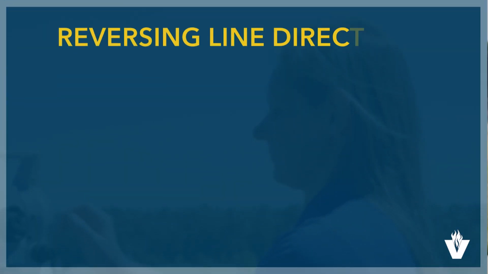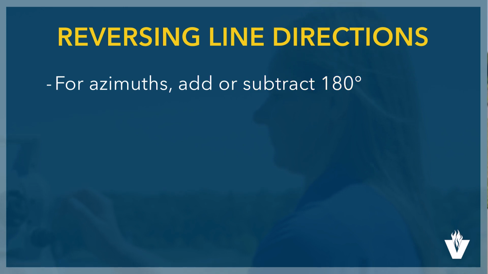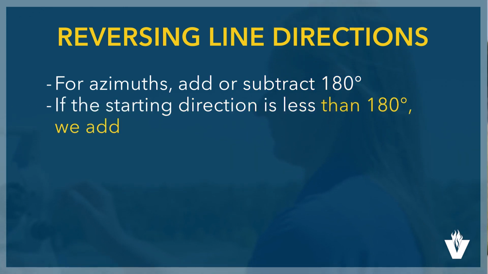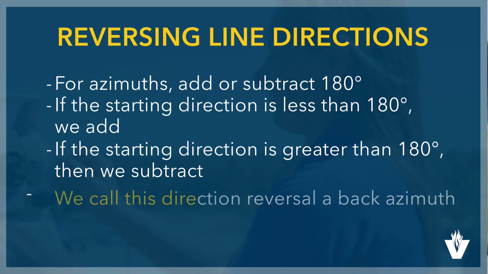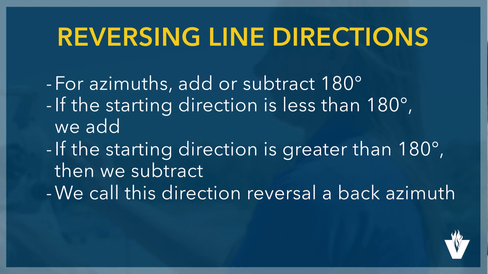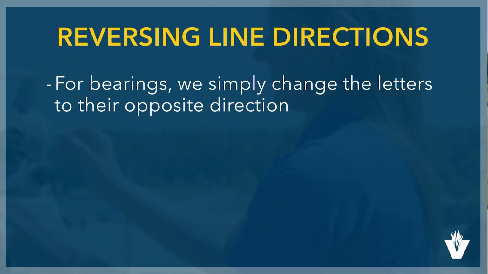Lines can have forward and backward directions depending on which way you're looking or traveling along the line. For azimuths, to reverse the direction of a line, we simply add or subtract 180 degrees. If the starting direction is less than 180 degrees, we add. If the starting direction is greater than 180 degrees, then we subtract. We call this direction reversal or back azimuth. For bearings, we simply change the letters to their opposite direction.